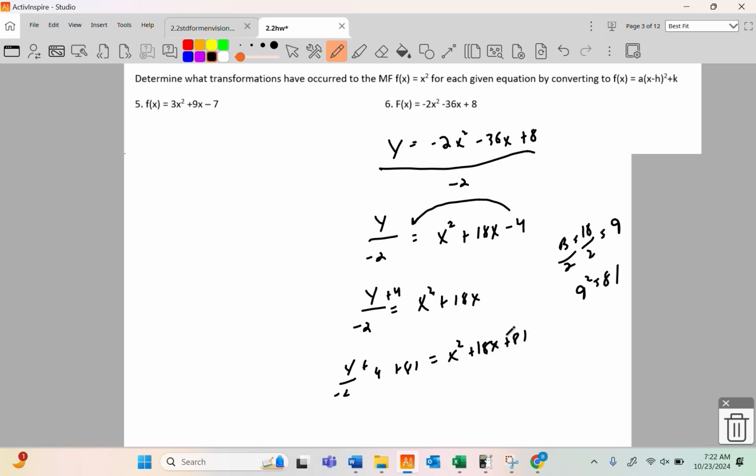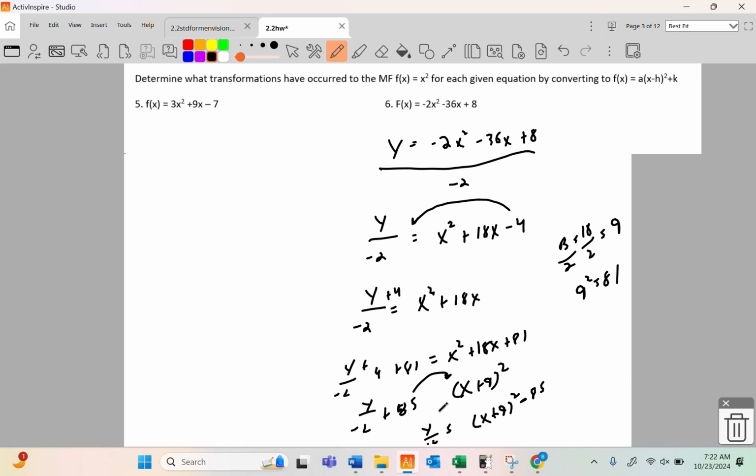This is a perfect square. We did this lesson Monday. That's x plus 9 quantity squared. And I can start moving things around again. 4 and 81 makes 85. I can move this back over. Y over -2 equals x plus 9 quantity squared minus 85.